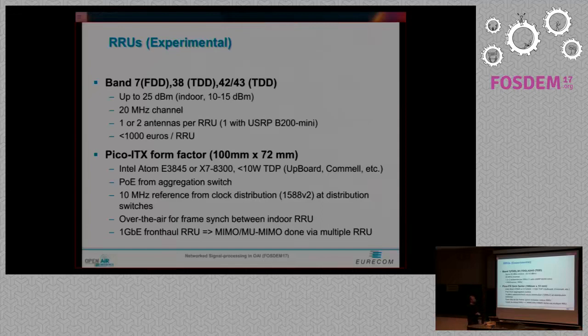We have some external RF on top, so we can transmit in an indoor environment up to 15 dBm. And each remote radio unit is driven by an UP Board. I don't know if people know what that is. That's a very small Intel architecture, the size of a Raspberry Pi. And that's running enough signal processing to implement the radio unit. And the rest of the stuff is running in the cloud.